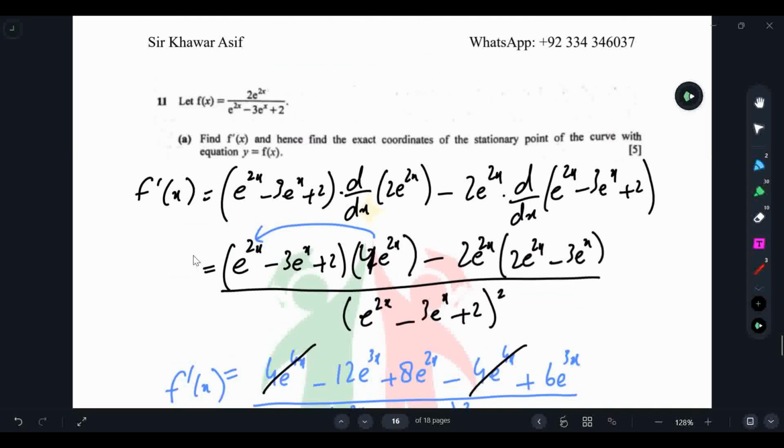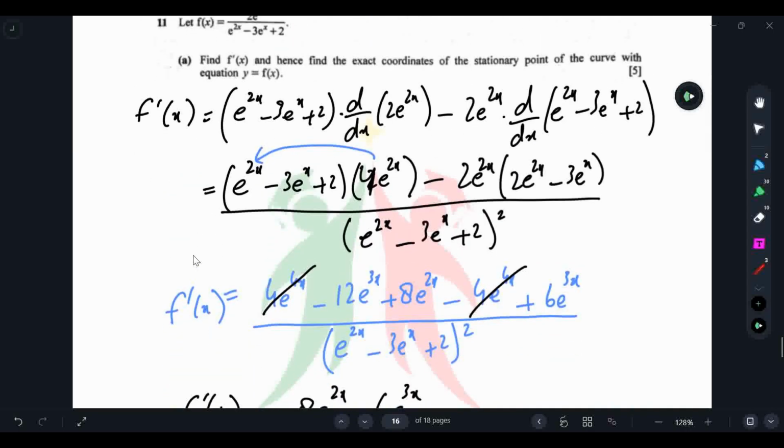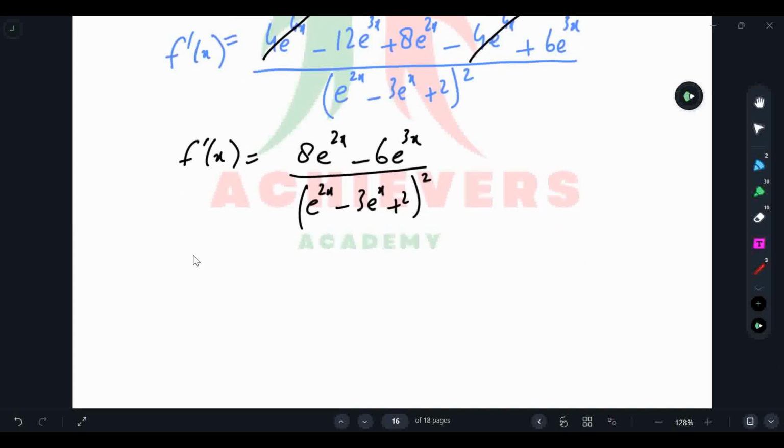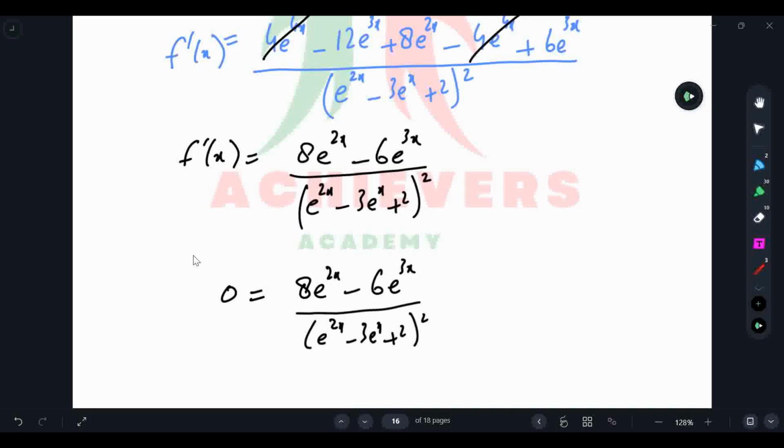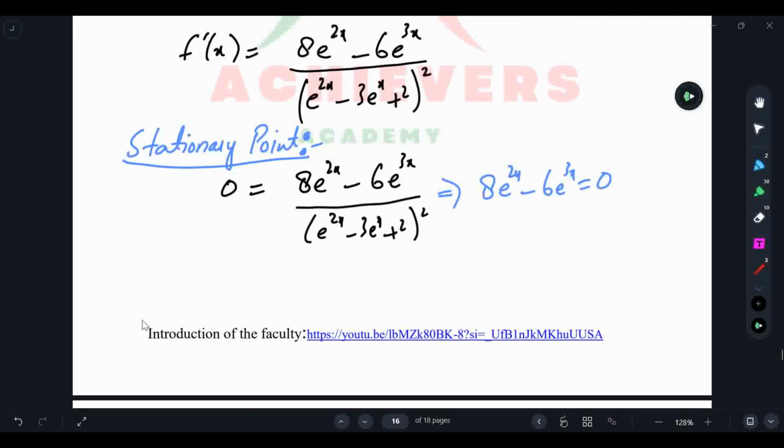They are saying, hence find the exact coordinates of the stationary point. Now at a stationary point dy by dx will be equal to 0. So 0 is equal to 8e power 2x minus 6e power 3x, whole divided by e power 2x minus 3e power x plus 2, whole squared. Now if we cross multiply, this will become 8e power 2x minus 6e power 3x is equal to 0. Now we need to find the exact coordinates of x.